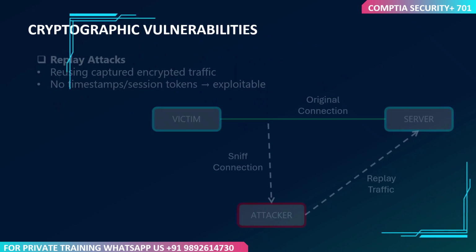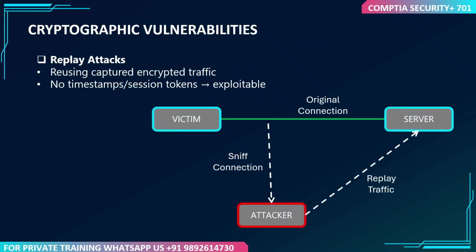Let's talk about replay attacks. These don't involve breaking the encryption itself, but rather capturing encrypted traffic and resending it to trick the system. Imagine someone recording a valid login request and replaying it later to gain unauthorized access. Without proper protection like timestamps or session tokens, encrypted traffic can still be abused.